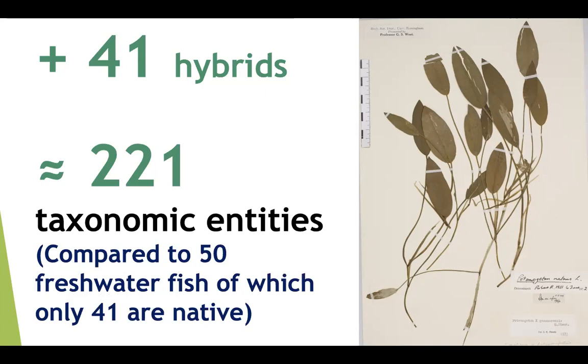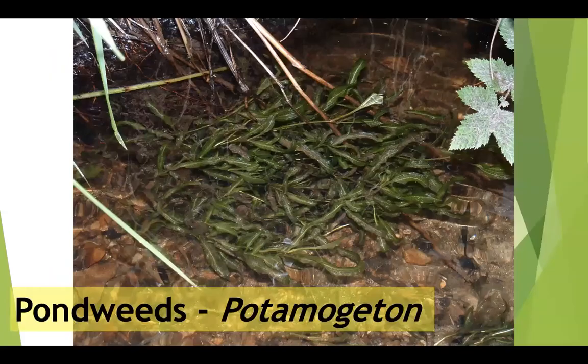If you want a comparison, if you were to look at freshwater fish in the UK, we probably get 50 freshwater fish, of which only 41 are native. So we're only dealing with a much smaller sample size when it comes to fish. So when it comes to fish ID, it's a much easier task to actually get an accurate ID of them. And I'll give you an example here of how complicated it can be.